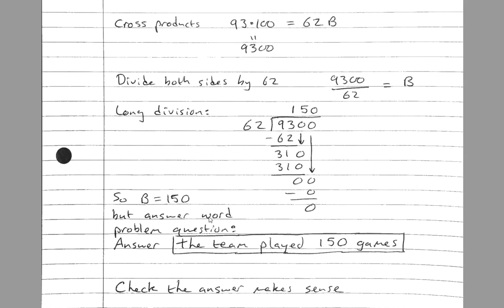Out of 5, if you just write down B equals 150, I'm going to take a point off. You have to go back and answer the question. So interpret your number: the team played 150 games. That'll get you 5 out of 5.